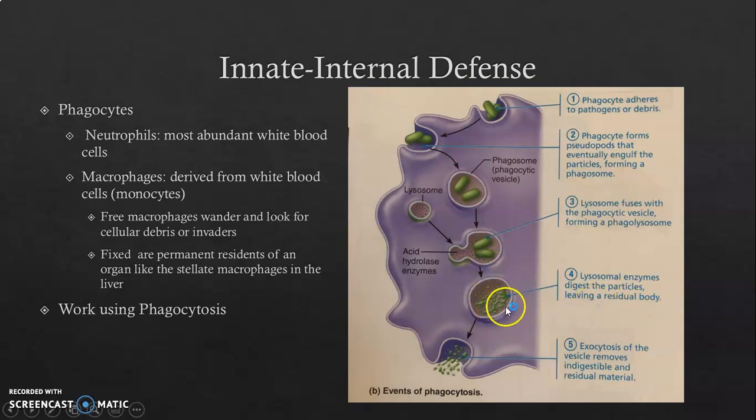And then what happens from here is it's got to get rid of that. It doesn't want to hold that around. So exocytosis of the vesicle removes indigestible and residual material. So it just throws it out. And that is what happens in phagocytosis.